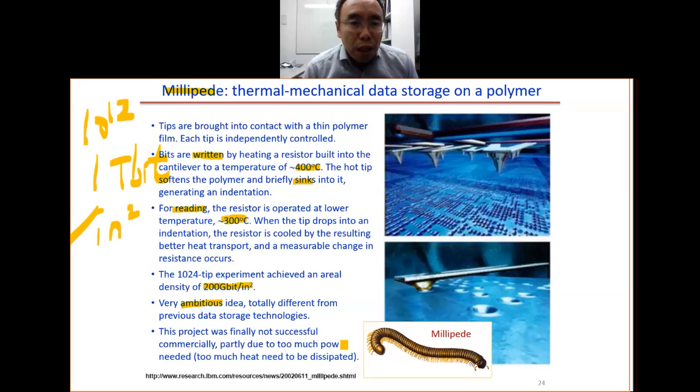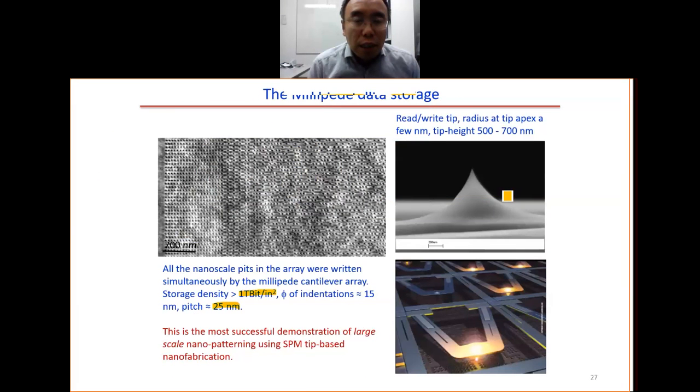Because, as I said here, there is a lot of power and a lot of heat that needs to be dissipated, and the tip may also get contaminated, broken, or worn off. This is not very good for repeated recording, writing, and reading. And now we will watch a short video for the Millipede.